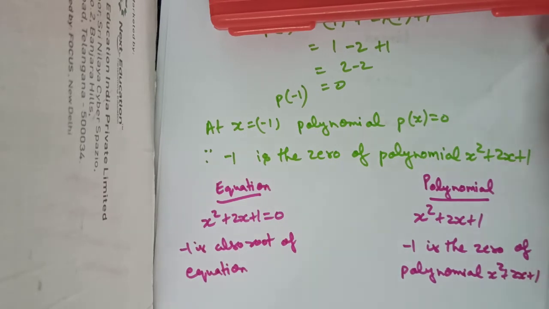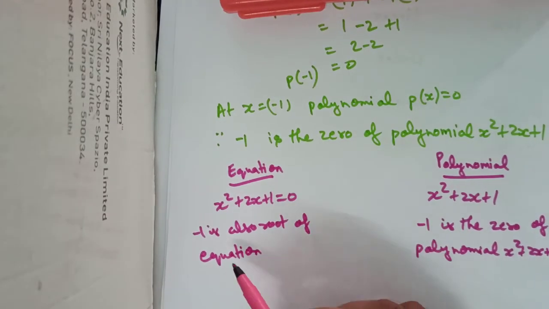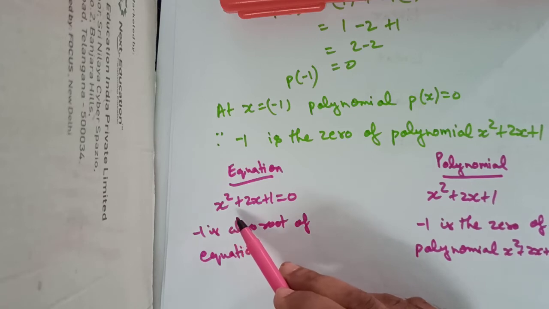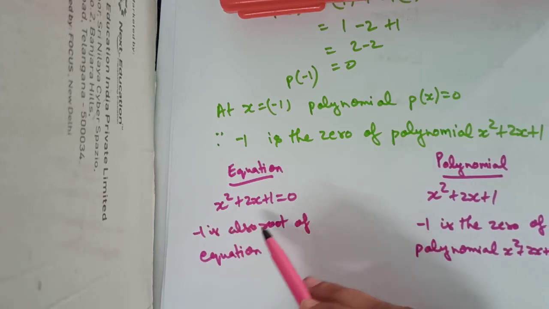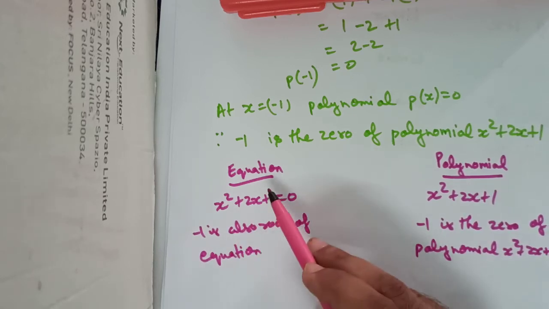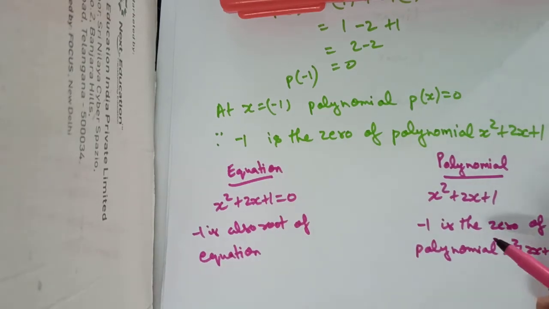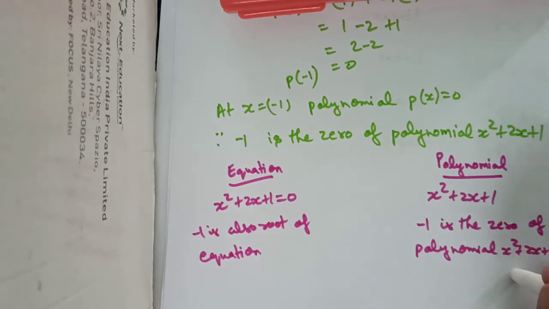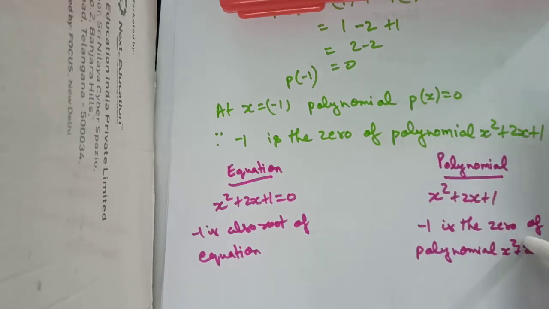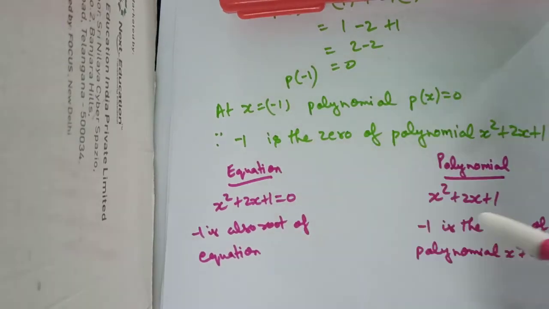Okay, so we say that minus 1 is that value of the variable x at which the left hand side is equal to 0. So minus 1 is the root of the given equation, and here minus 1 is that value of the variable x at which the value of the polynomial is equal to 0. So we say that minus 1 is the 0 of the polynomial x square plus 2x plus 1. So always remember children, there is a difference between the 0 of a polynomial and the root of an equation.